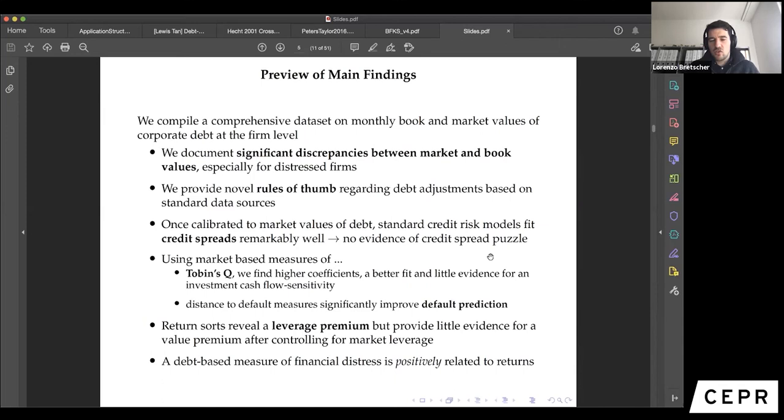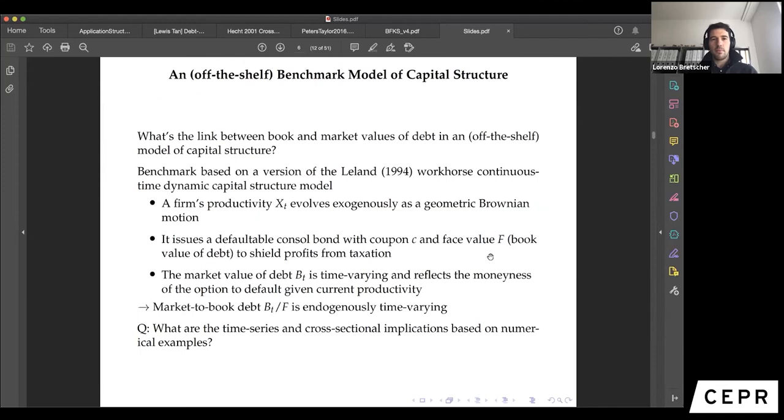And then we can also study risk premia aspects of our sample. We find that once we sort on market leverage, we find significant return spreads, giving rise to a leverage premium. Once you control for market leverage, we find, moreover, little evidence for a value premium to be left. And last but not least, a debt-based measure of financial distress is positively, rather than negatively, related to excess returns and premium. Okay.